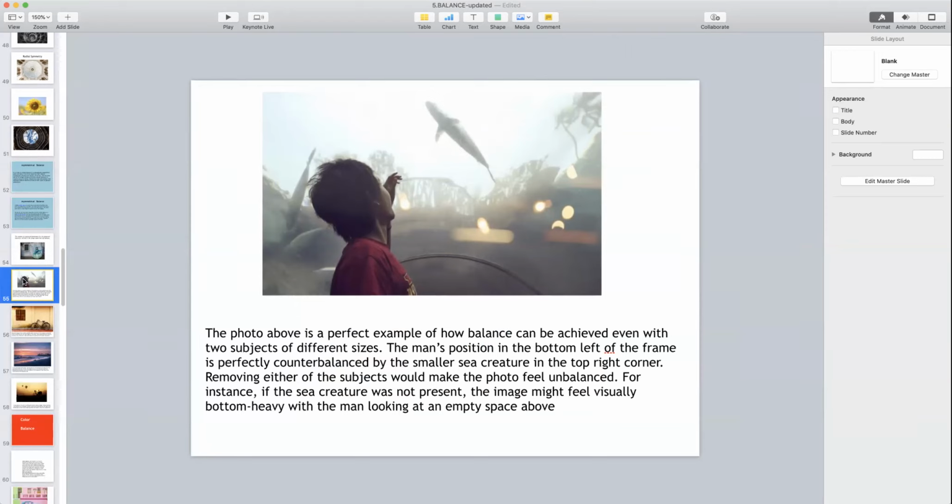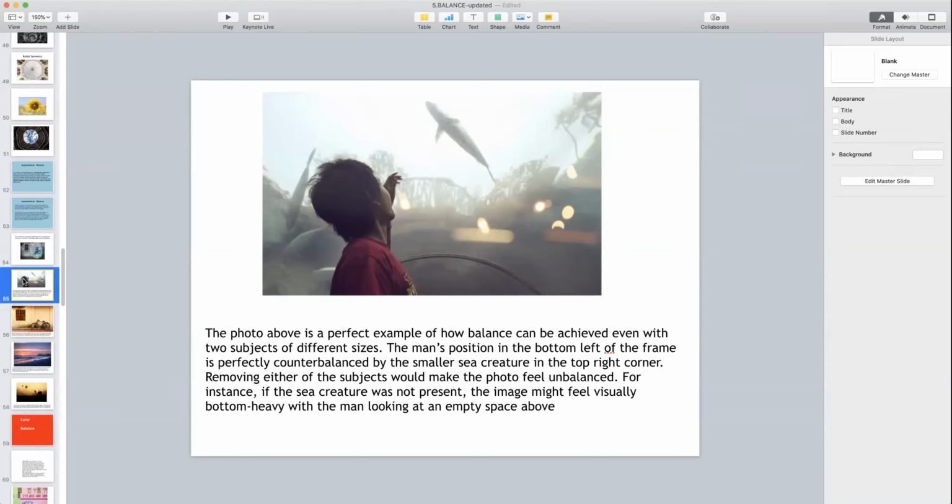हुआ है ये. The man's position, rather it's a boy basically, the man's position in the bottom left of the frame is perfectly counterbalanced by the smaller sea creature in the top right corner. Removing either of the subject would make the photo feel unbalanced. For instance, if the sea creature was not present, the image might feel visually bottom heavy with the man looking at an empty space above.